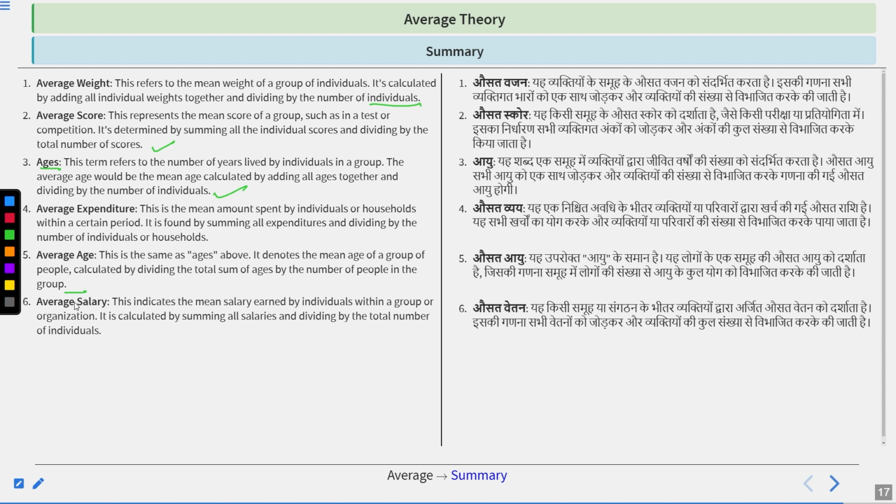What is average salary? Average salary indicates the mean salary earned by individuals within a group or organization. It is calculated by summing up all salaries and dividing by the total number of individuals.